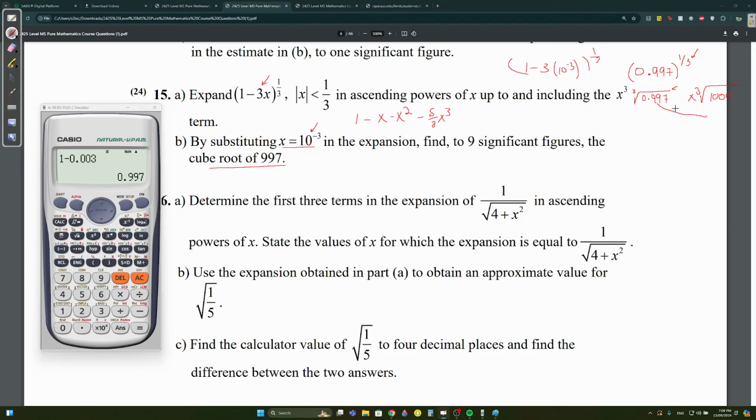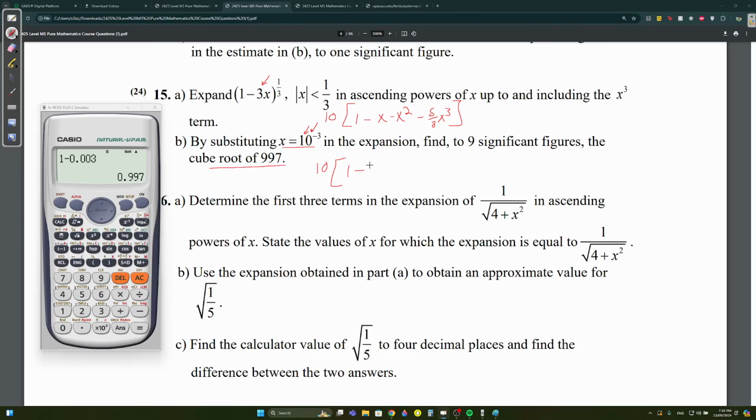When you want to multiply something inside the radical, that thing also has to be under the radical. If you do 3 times radical 2, it's not radical 6, it's 3 radical 2. So if you want to make the 0.997 into 997, you have to put the thing you're multiplying by also under the radical. The cube root of 1000 is 10, because 10 cubed is 1000. So we're going to multiply our expansion by 10, right? And we're going to substitute now.